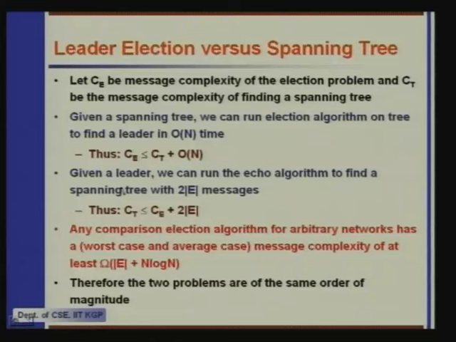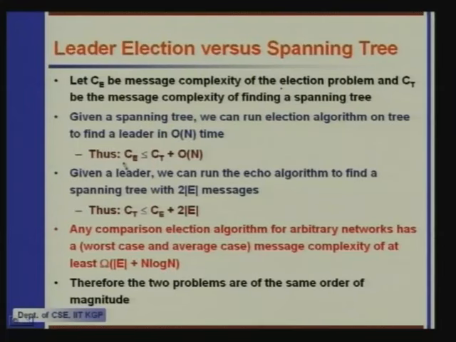Now, there is a very close relationship between leader election and spanning trees. To demonstrate that, let CE be the message complexity of the election problem. Remember, we are talking about the message complexity of the problem, so these are lower bounds. And let CT be the message complexity of finding a spanning tree. Now, given a spanning tree, we can run the election algorithm on trees. Remember, we studied one algorithm where given a tree, you run election on that, and that algorithm finds a leader in order n time.